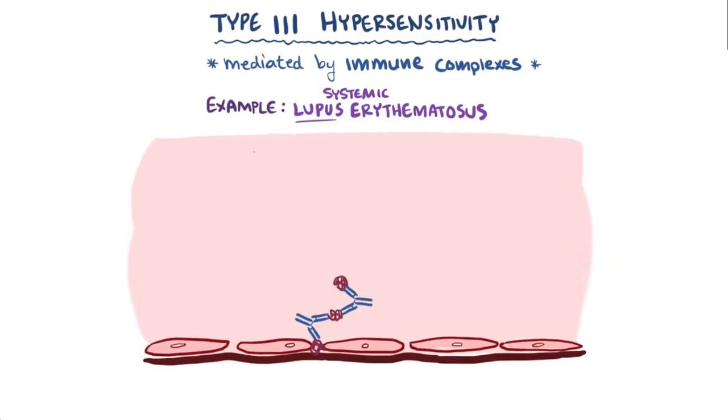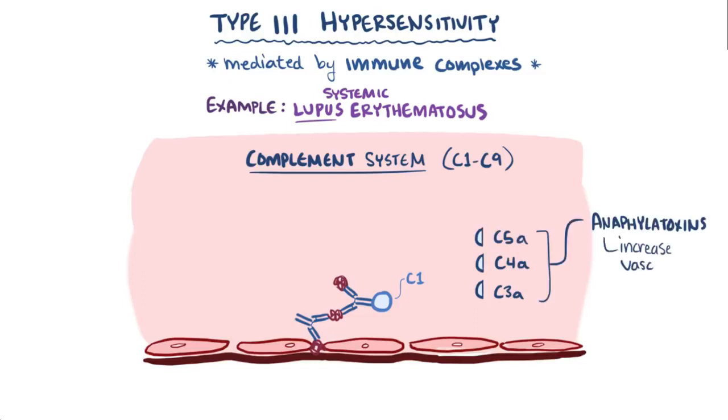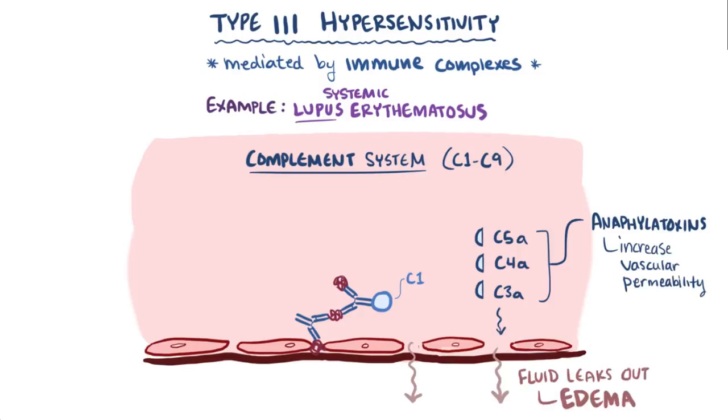Once deposited, the immune complexes activate the complement system, a family of 9 small proteins called C1 through C9 that work in an enzymatic cascade to clear infections in various ways. In this case, C1 binds to the antibody-antigen complex, which sets off a chain reaction and activates C2 through C9. When a complement protein becomes activated, it's often cleaved or chopped by an enzyme, which results in little fragments. Fragments C3a, C4a, and C5a are anaphylatoxins and increase vascular permeability, meaning fluid leaks out more easily, which causes edema or fluid buildup.